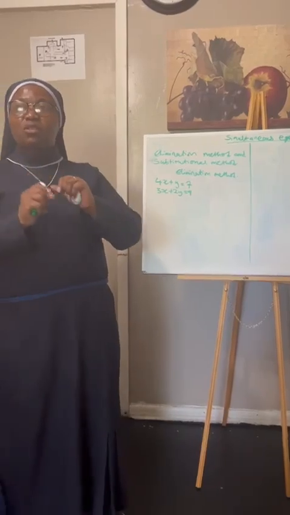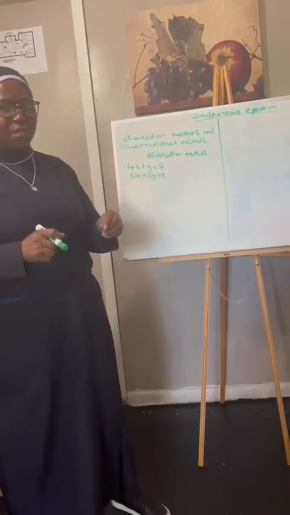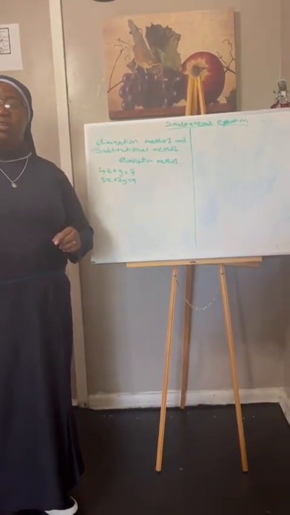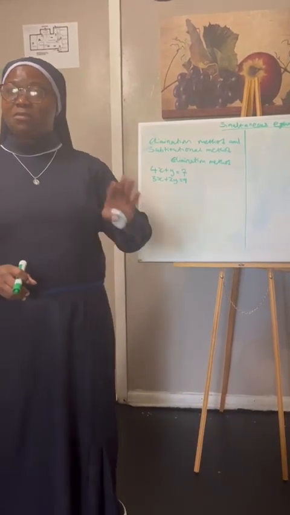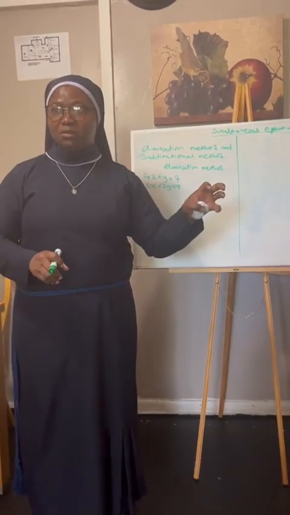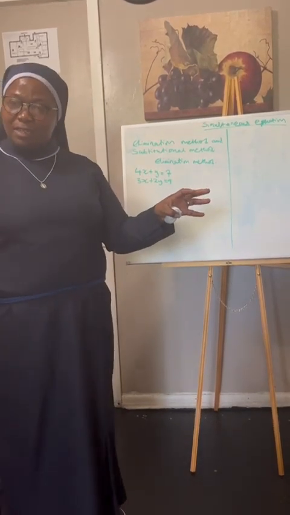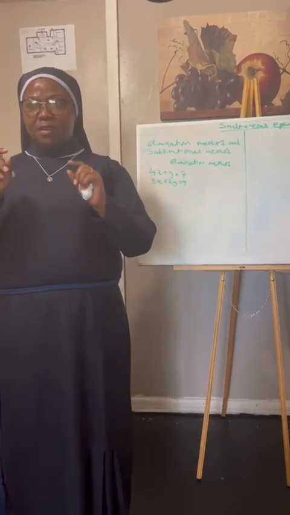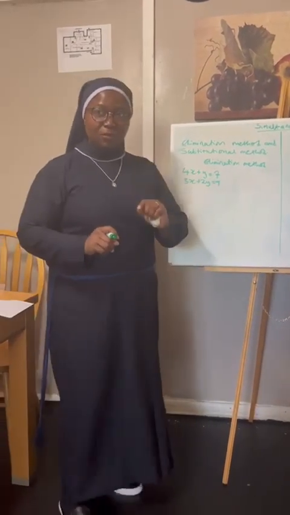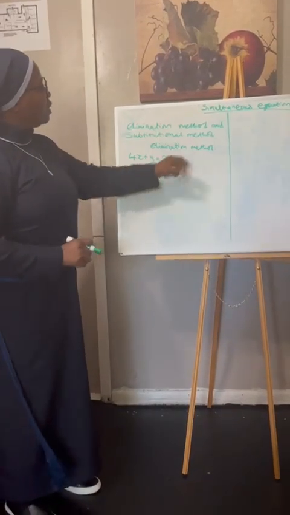If you're able to recognize that, we have two methods of solving a simultaneous equation. The first is called the elimination method, and the second one is called the substitution method. First I'm going to deal with the elimination method, then substitution, but I will go further into the substitution method. Now listen very carefully. You can look at my board: we have the elimination method and the substitution method.